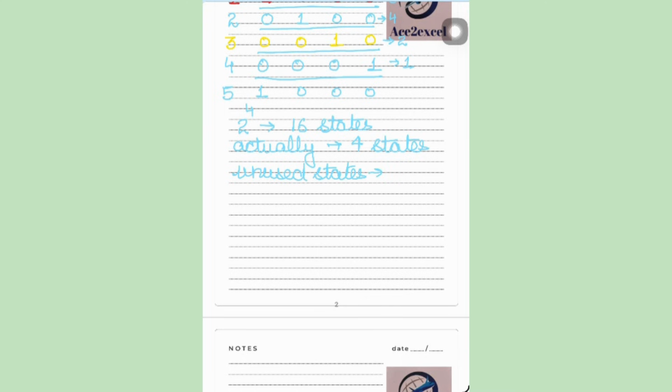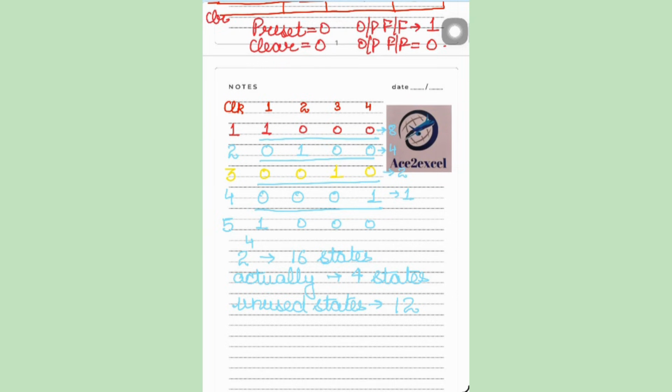And that is the major drawback of the ring counter. No doubt it is a counter which counts, but it only counts 1, 2, 4, 8 if you have a circuit of 4 flip-flops.